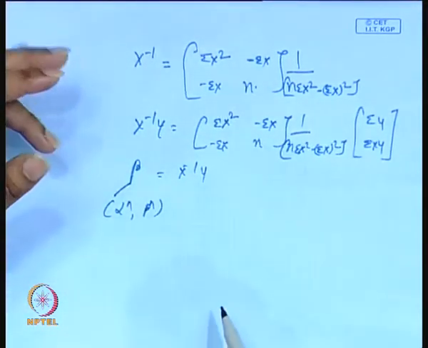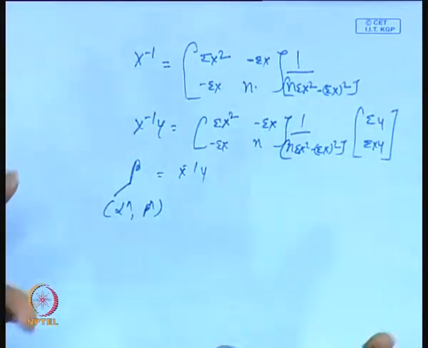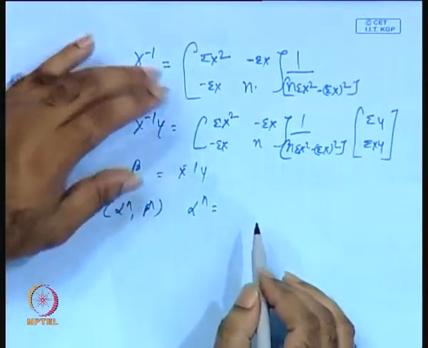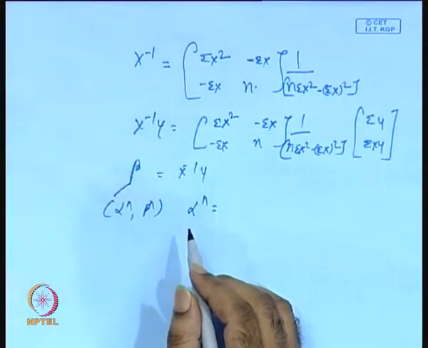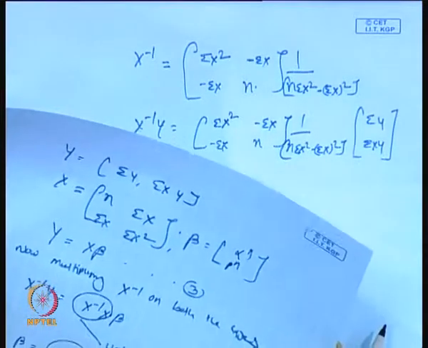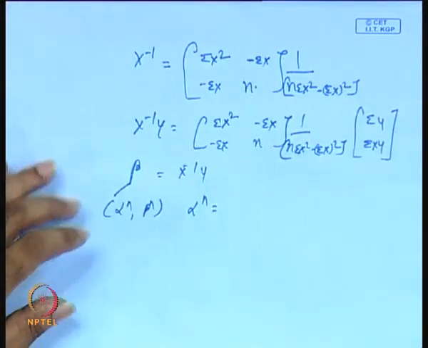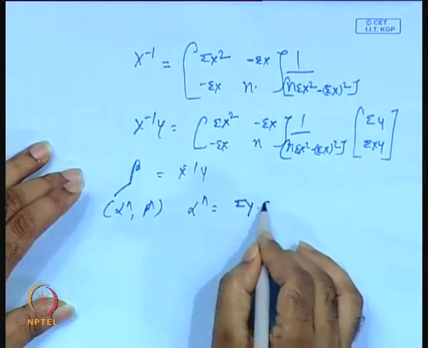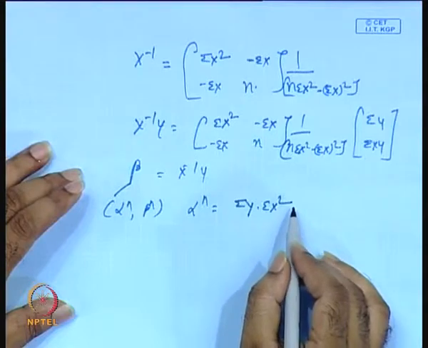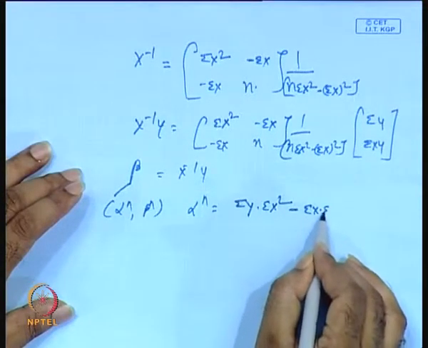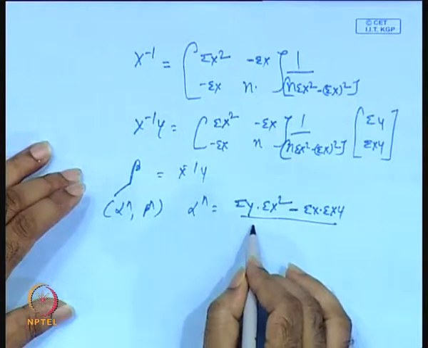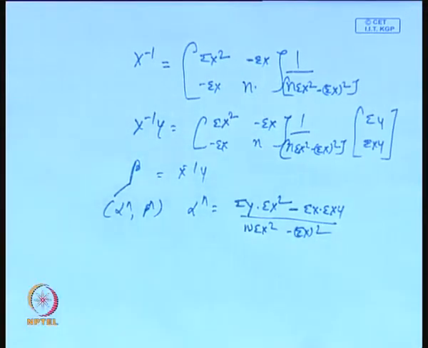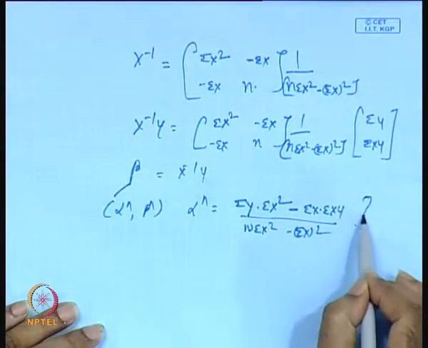Now if we simplify this equation by matrix multiplication, we will get alpha hat equal to summation y into summation x squares, minus summation x into summation xy, divided by n summation x squares minus sum x whole squared. This is the alpha hat component.